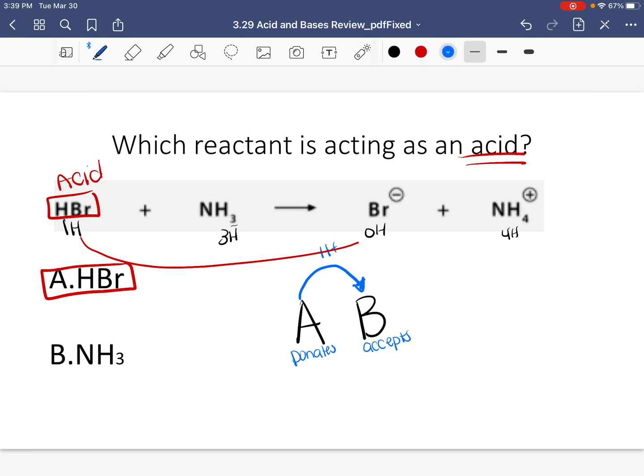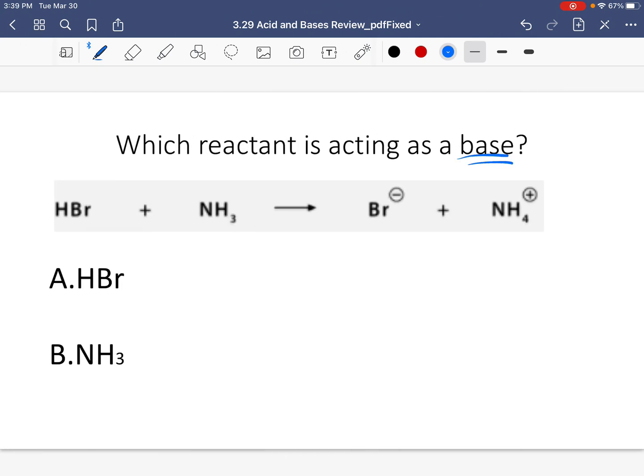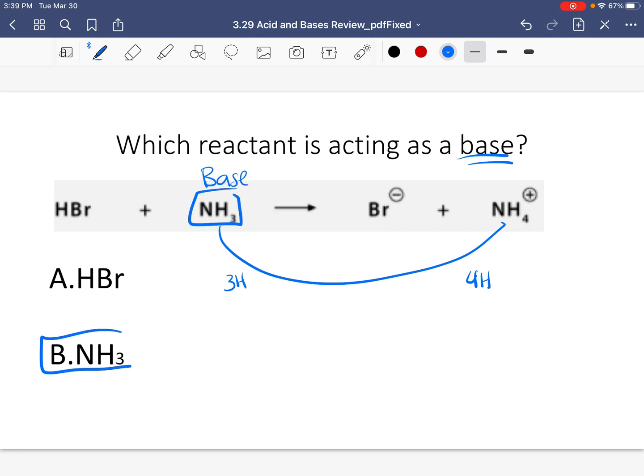And NH3 goes from 3 to 4, so it accepted a hydrogen ion. So this one is acting as our base. This will be our answer for our next question. Which one is acting like a base? And again, we go from 3 hydrogens to 4 hydrogens, so it accepted that hydrogen ion. So this is acting as our base. So again, very simple, very easy way to gain points.